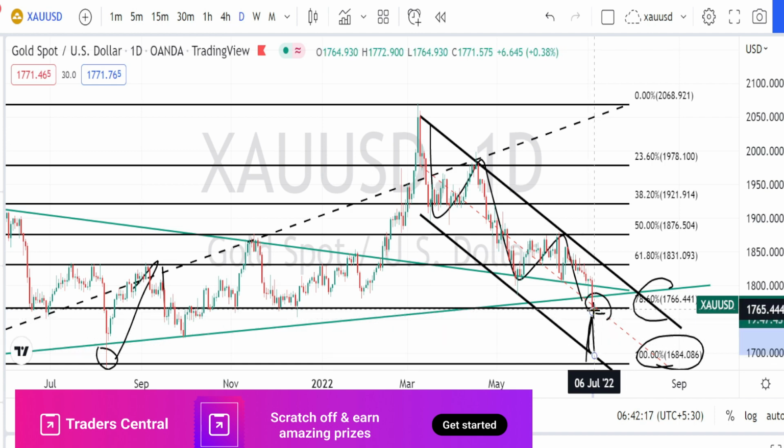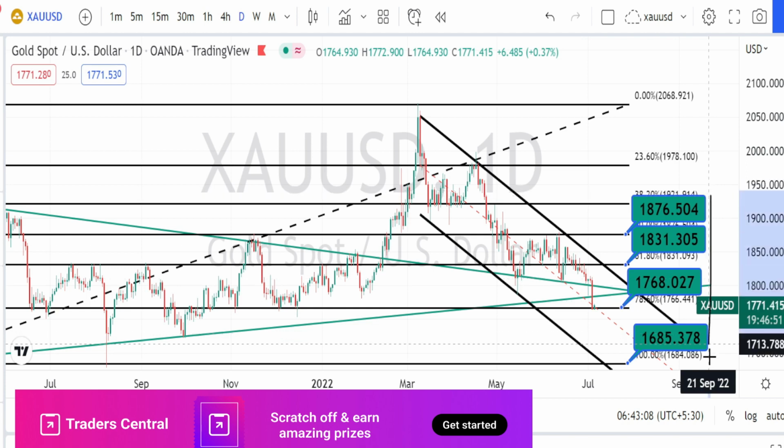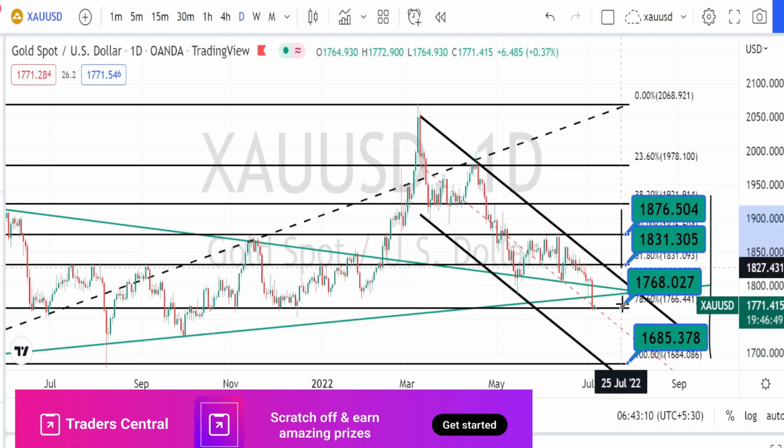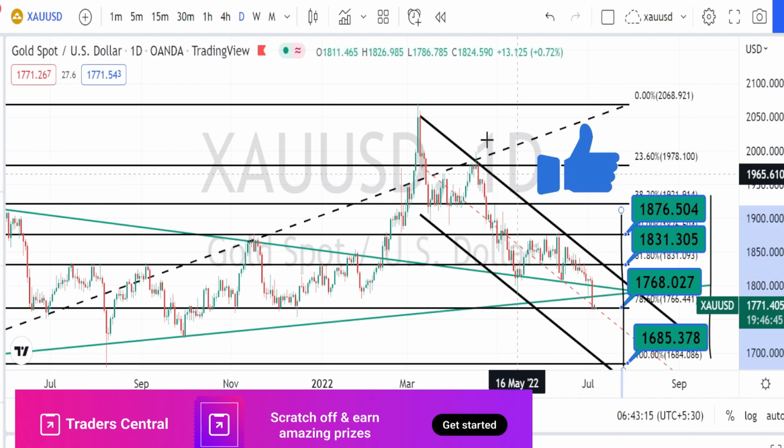Currently we are noticing a consolidation. Maybe we can expect a retracement, then to continue its bearish trend. So these are all the resistance and support levels for daily time frame. Let us do the analysis in 4 hours time frame.